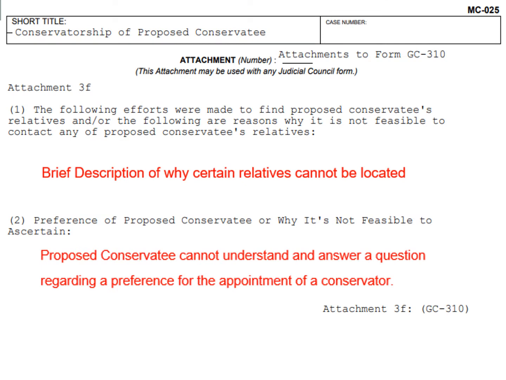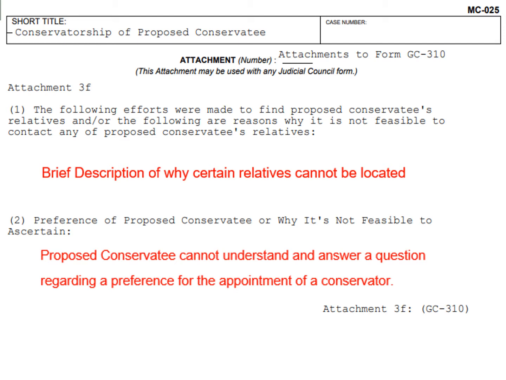If one or more first and second degree relatives of the conservatee have passed away, then attachment 3F is where you will write their name, relationship to the conservatee, and that they are deceased. If you are unable to locate a first or second degree relative, this is also where you will write their name, relationship, and what efforts you made to locate them. The court requires that you make diligent efforts to locate them.